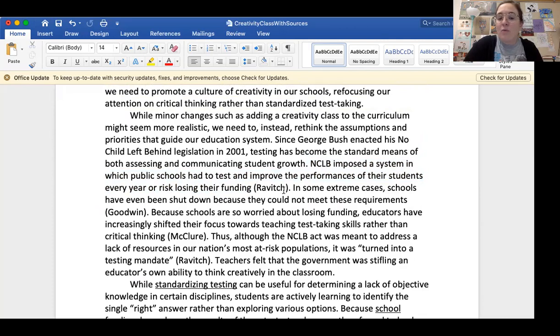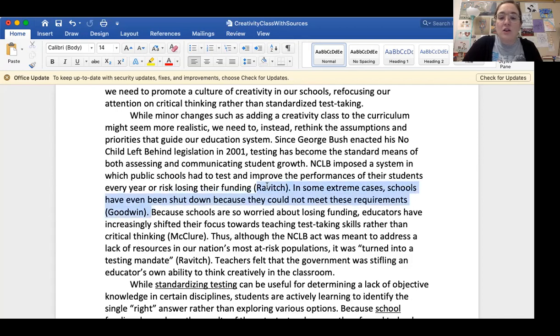I got this from a woman named Diane Ravitch. It was an online article, so there's no page number. So I just cited her last name. In some extreme cases, schools have even been shut down because they could not meet these requirements. And I got this from somebody named Goodwin.